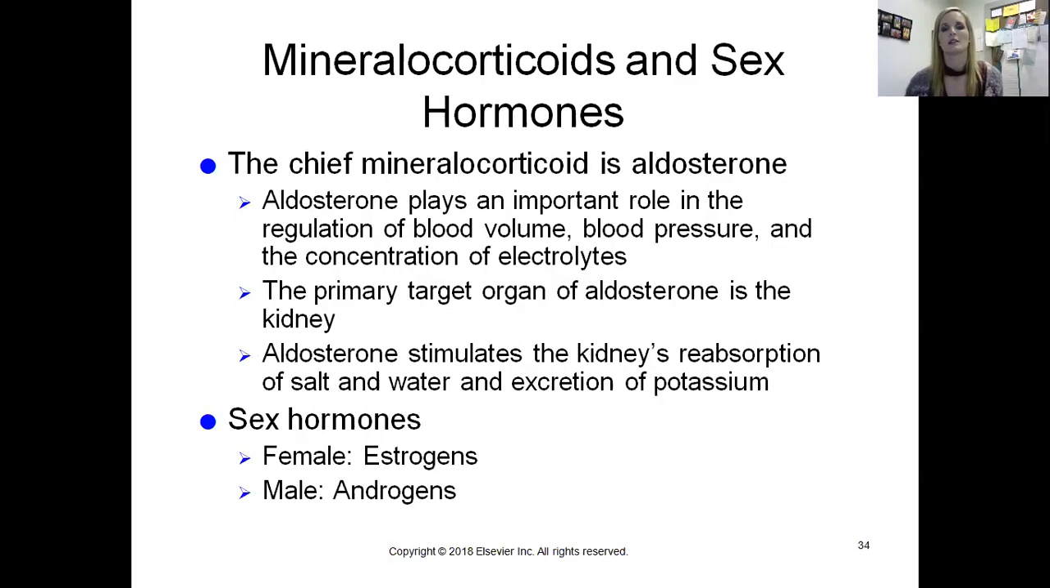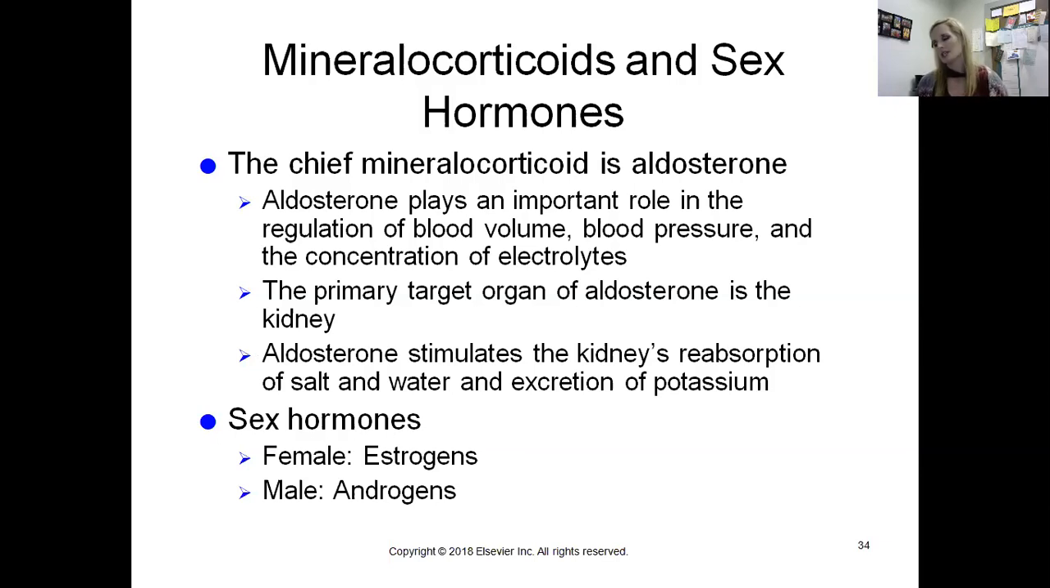All right. Then our mineralocorticoids, again, specifically aldosterone is the name of that hormone. So the chief mineralocorticoid is aldosterone. Aldosterone plays a very important role in the regulation of our blood volume, pressure, and the concentration of our electrolytes, and that is because of its regulation of sodium. The primary target of aldosterone is the kidney. What it does is it helps to stimulate the kidney into reabsorbing salt and water and the excretion of potassium. So it kind of tells the kidney that we need to hang on to more salt, and at the same time that releases the potassium, balancing our electrolytes.